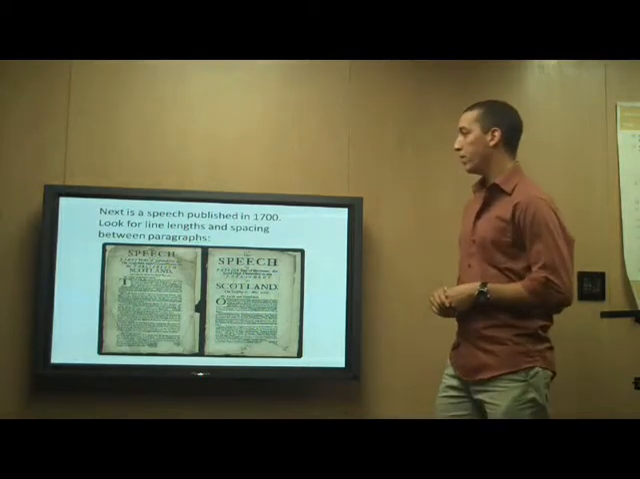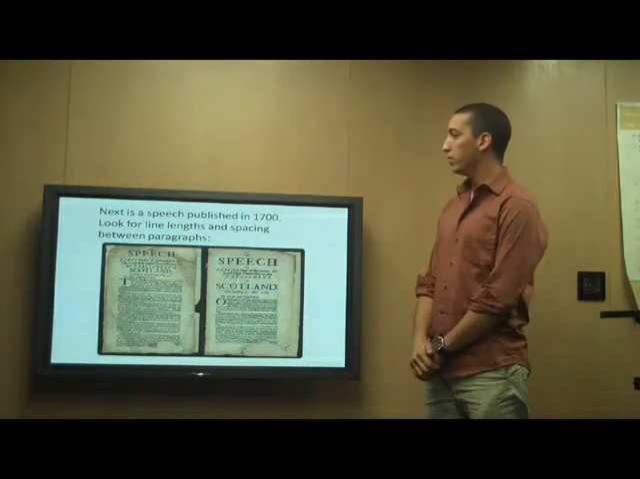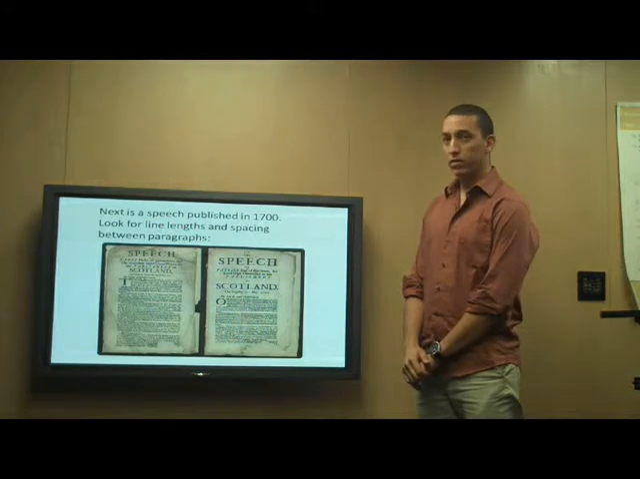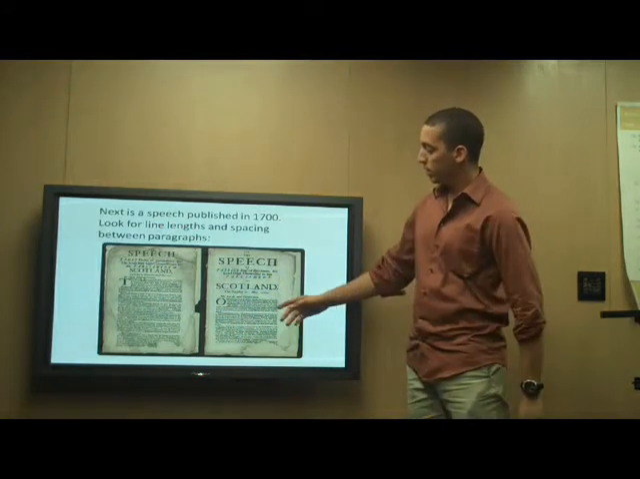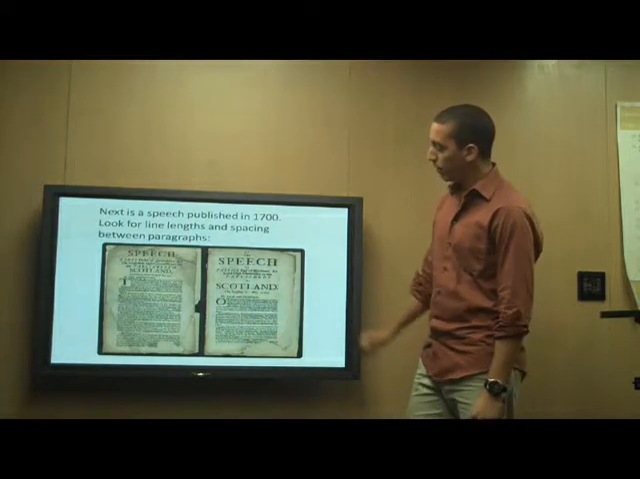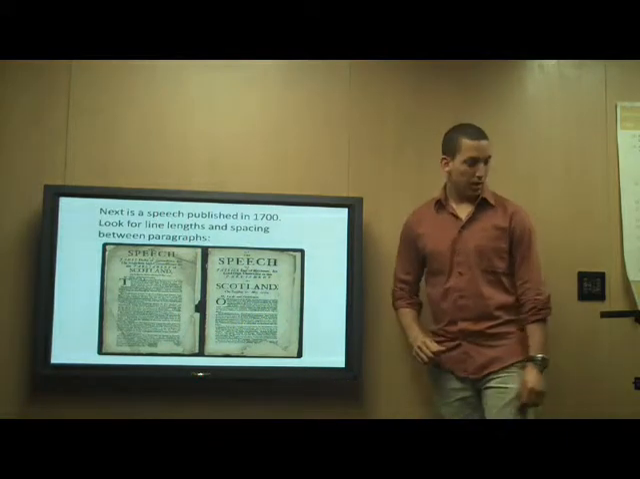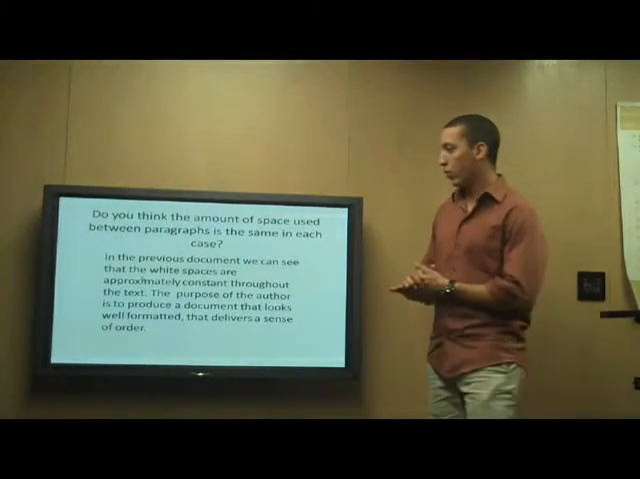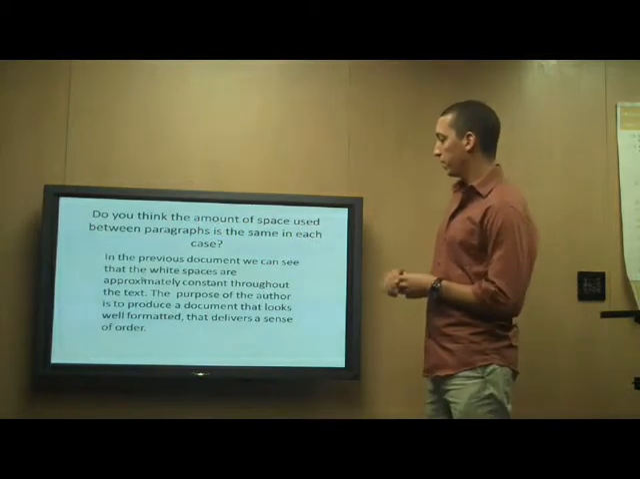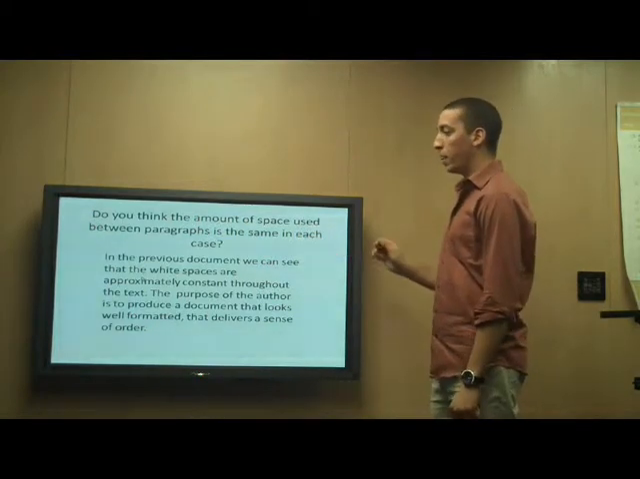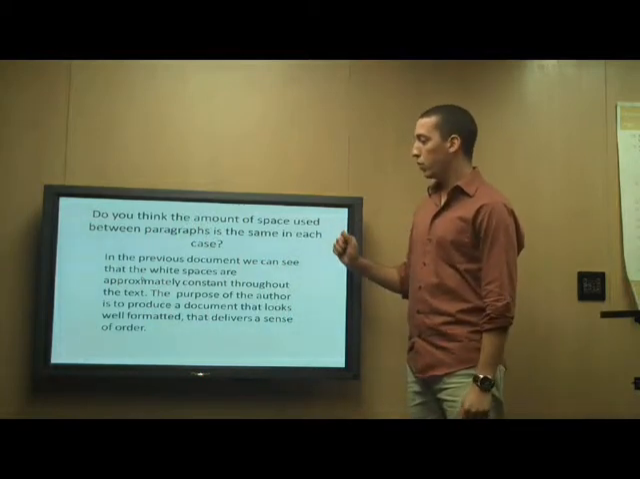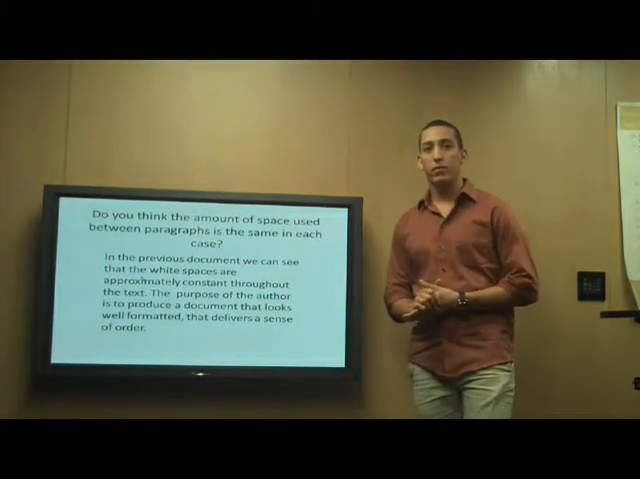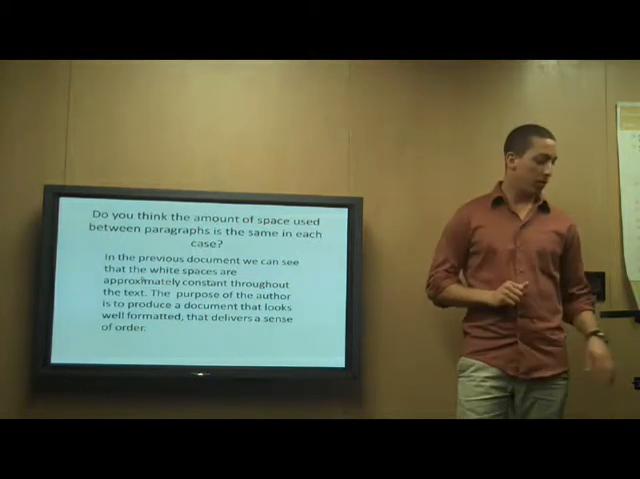In this picture, we have a speech published in the 1700s, and if we look at the line length and the spacing, we see that it's pretty consistent throughout the document. We see that the space between each paragraph is the same, and the space between each line is also constant. This is a printed document from the 1700s, and of course, this kind of spacing between paragraphs and this consistency shows that it's a well-formatted document and it delivers a sense of order, which was probably the purpose of the author when formatting this document.